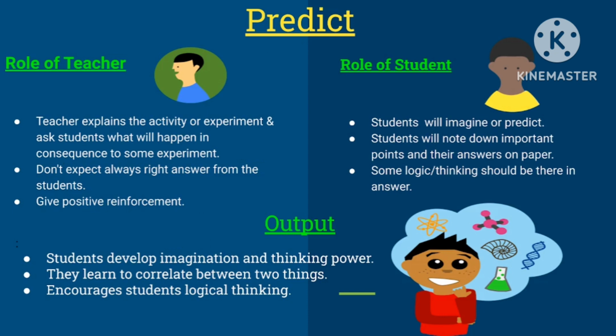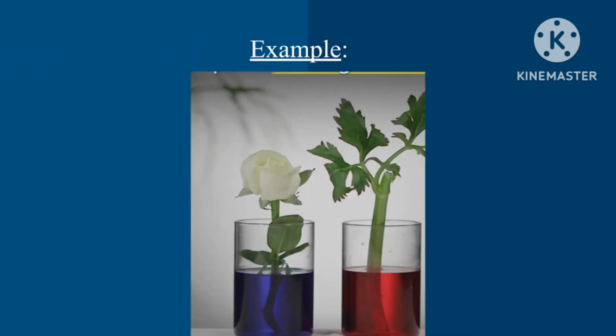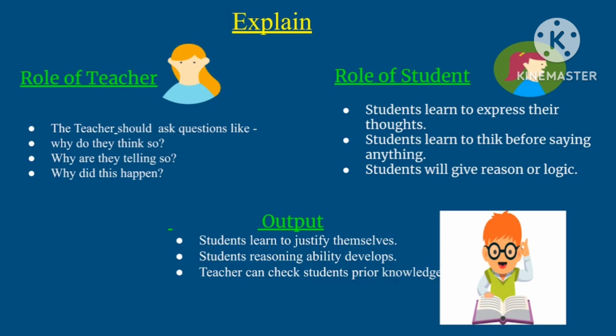So let's see what predict is. In this prediction phase, the role of the teacher is to explain the activity or experiment to the students and ask the students what will happen, and the role of the student is to give logical answers or imagine or predict. For example, the teacher will put two plants in two different colored glasses and ask the students to predict what will happen.